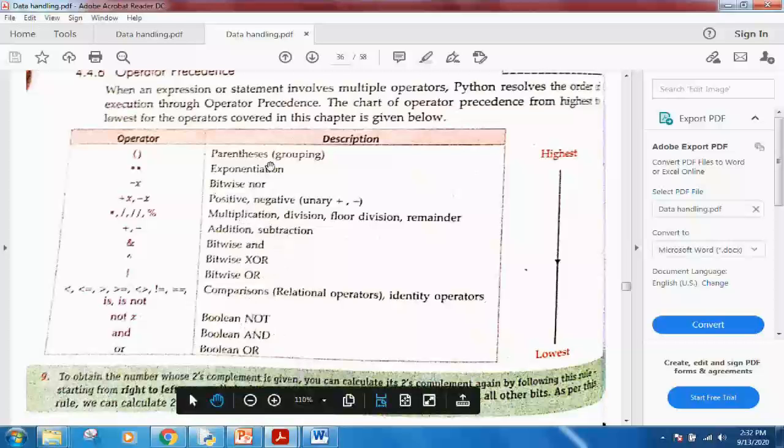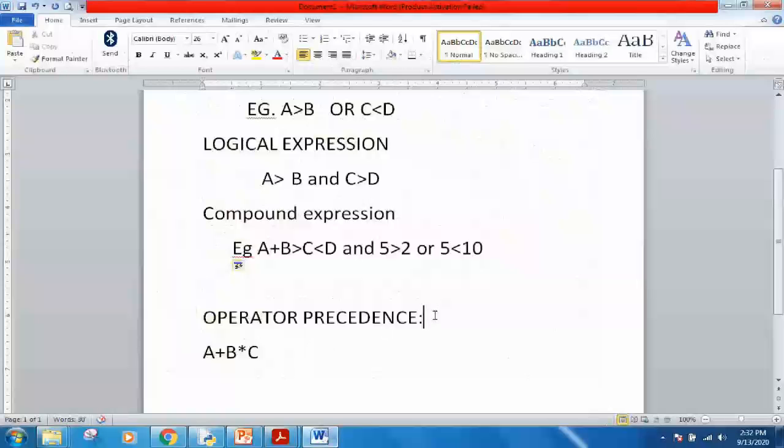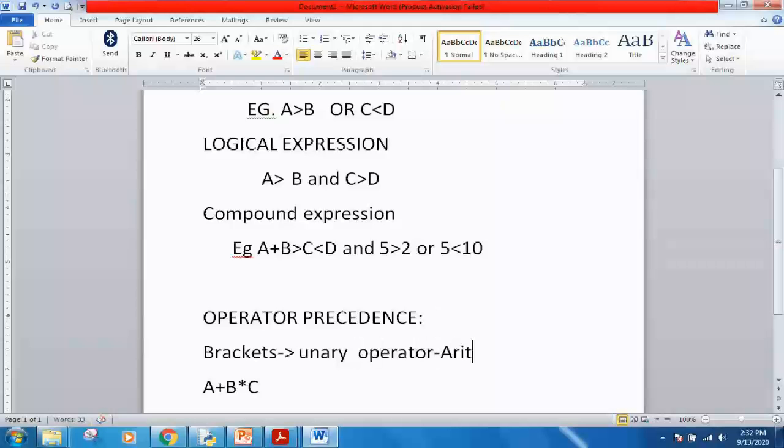In a simple way, if you want to remember this table, first you always have to solve the brackets, then comes any unary operators. Unary operators, you know, are those which require only a single operand. Then comes your arithmetic expression.